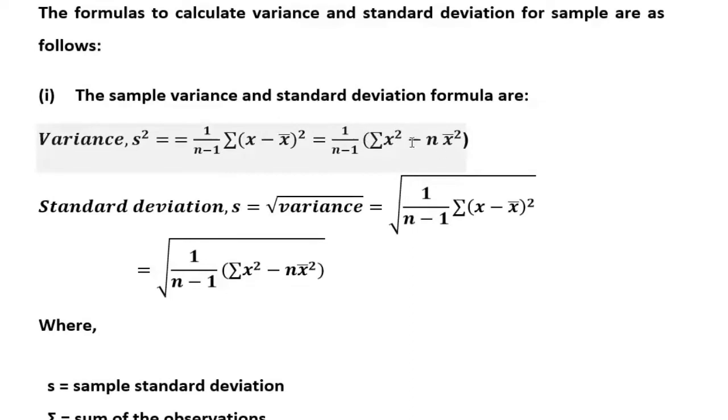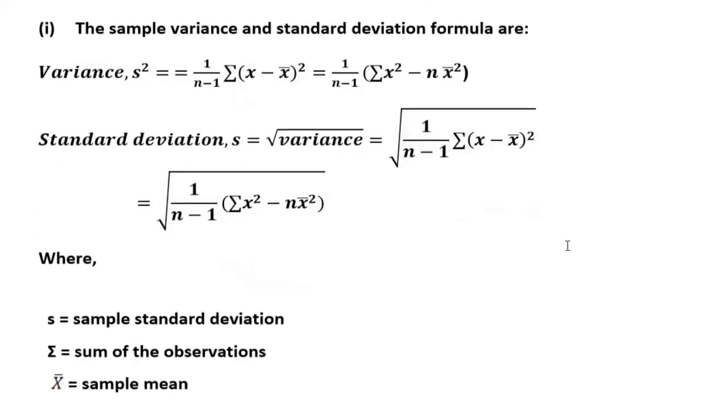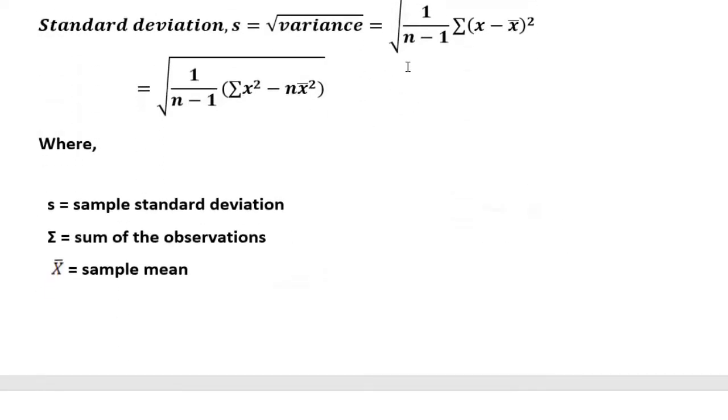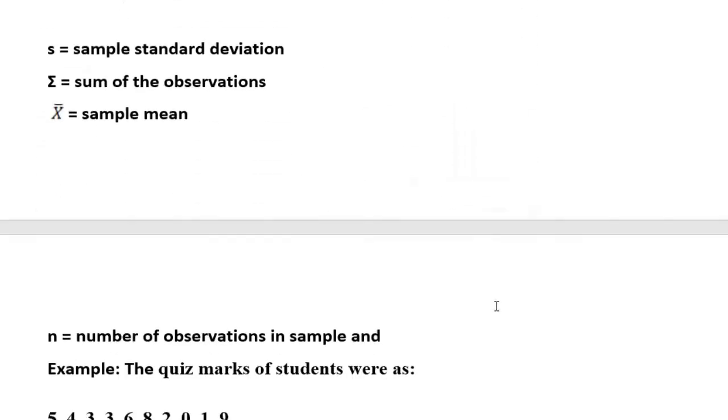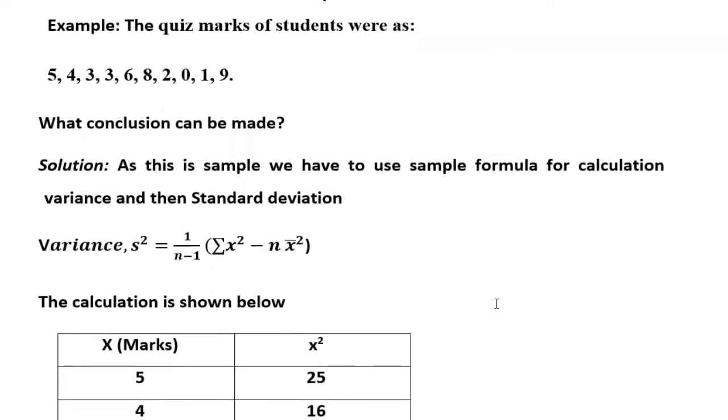So this is a simplified form, and standard deviation is nothing but the square root of variance. Sigma is the sum of the observations and x bar is the sample mean of the data. So let us see an example.